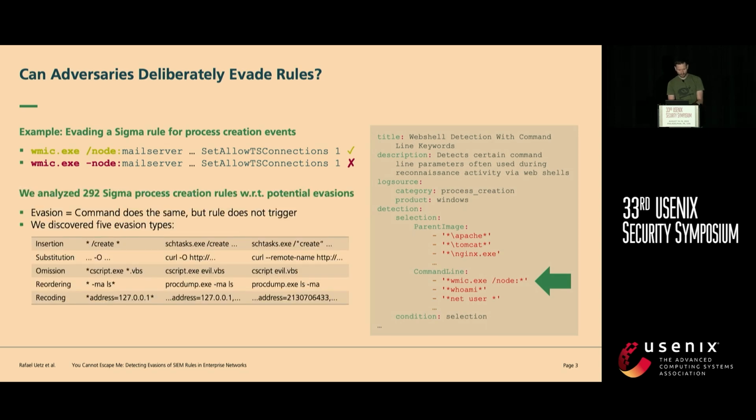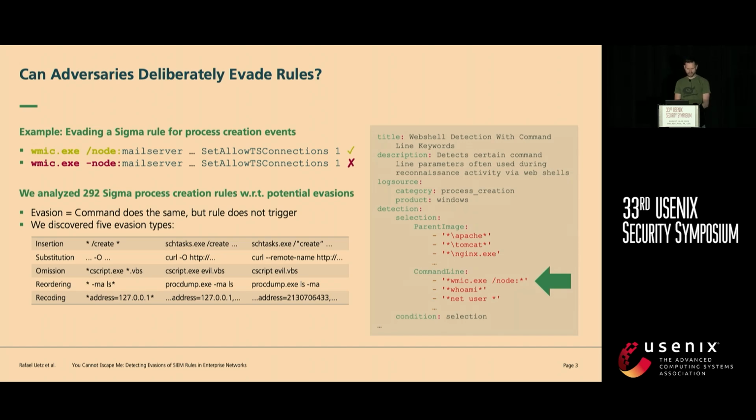So we looked a bit more thoroughly into this and analyzed approximately 300 Sigma rules in the context of process creations with respect to potential evasions, whereby by evasion we mean that we can find a command that does exactly the same but does not trigger a rule. And we discovered 5 evasion types that are relatively straightforward.